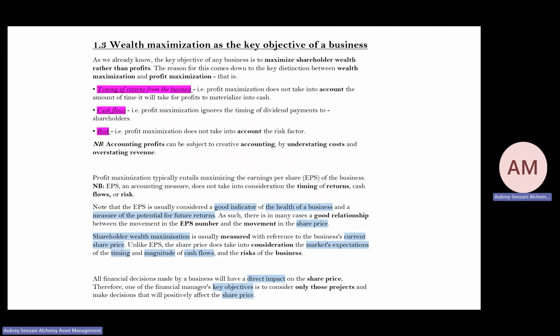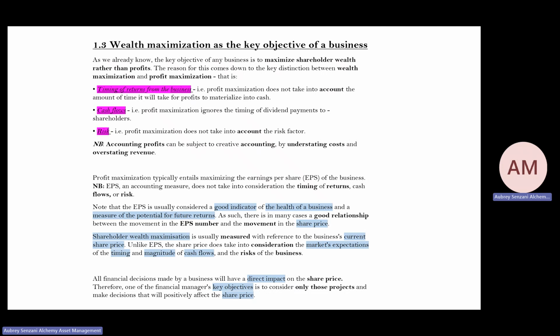Profit maximization does not take into account the amount of time it will take for profits to materialize into cash. As we all know at this juncture, the fact that you have made a profit doesn't mean that that's the money sitting in the bank. Okay, that profit may not have turned into cash. Then cash flows. Okay, here we're talking to the fact that profit maximization ignores the timing of dividend payments to shareholders. Okay, then finally, risk.